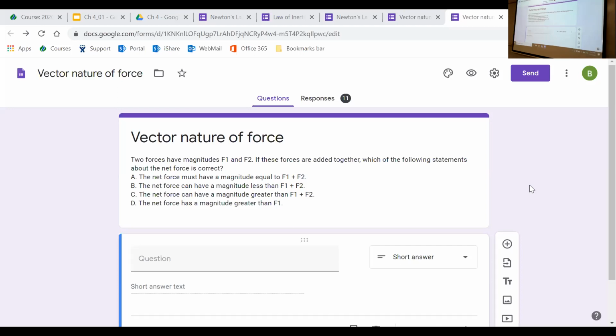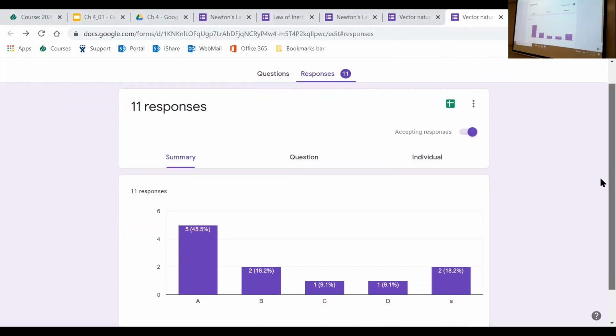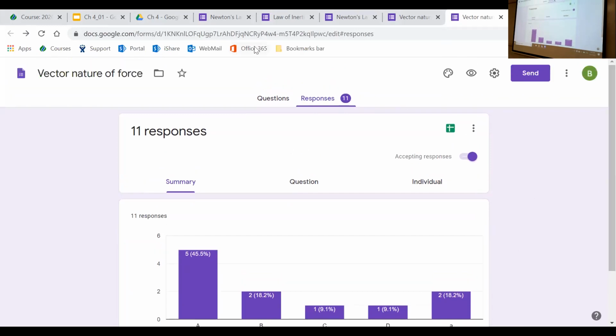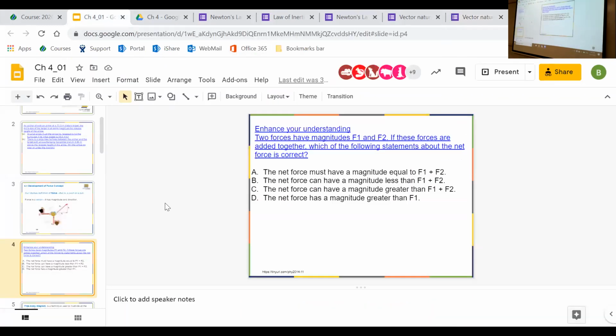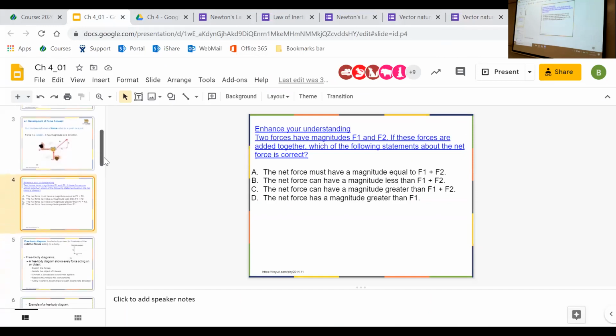I think some of you guys got this right, but not all. A couple of you got this one right. All right. Any questions you guys might have?